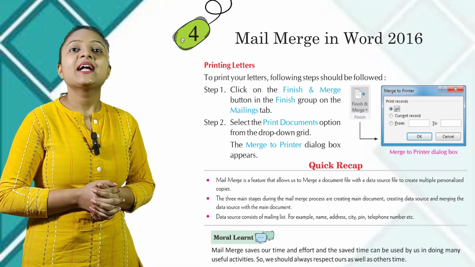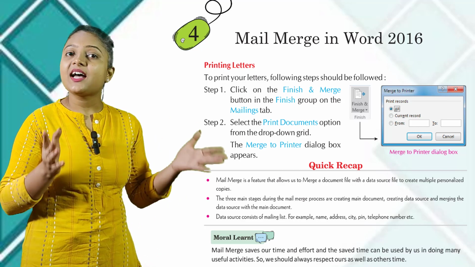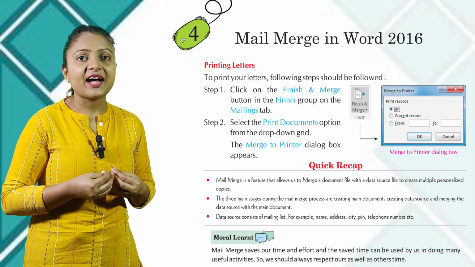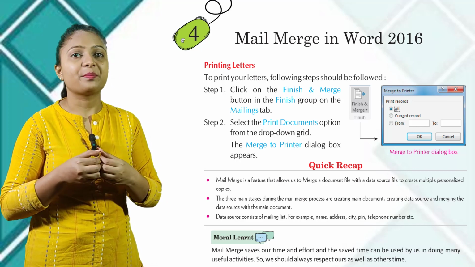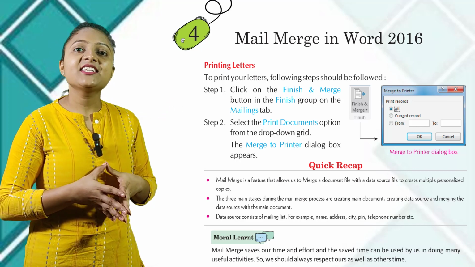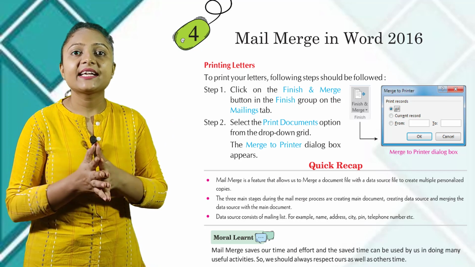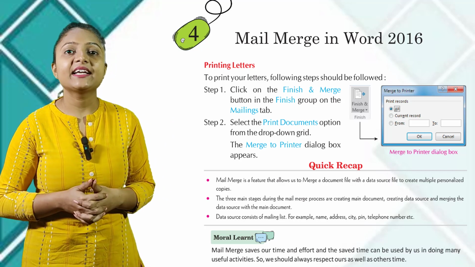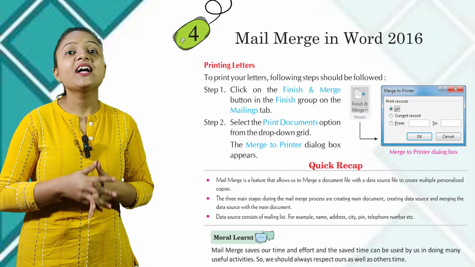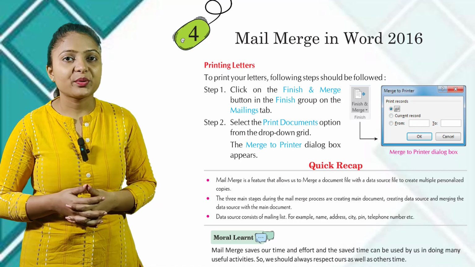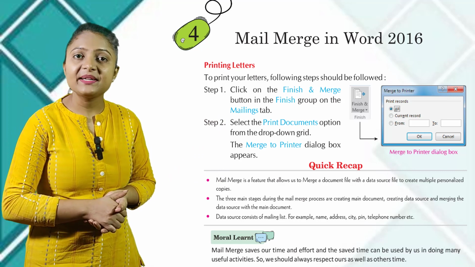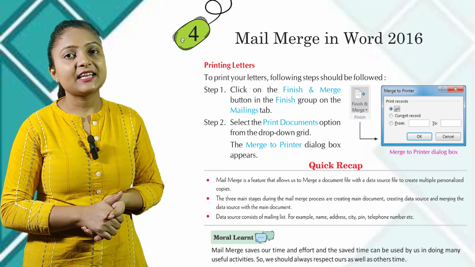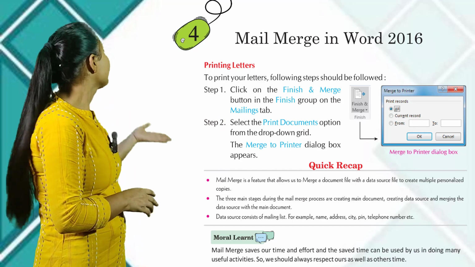Quick recap. Mail merge is a feature that allows us to merge a document file with a data source file to create multiple personalized copies. The three main stages during the mail merge process are creating the main document, creating the data source, and merging the data source with the main document. Data source consists of a mailing list, for example, name, address, city, PIN, telephone number, etc.